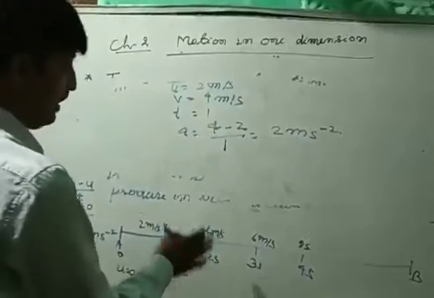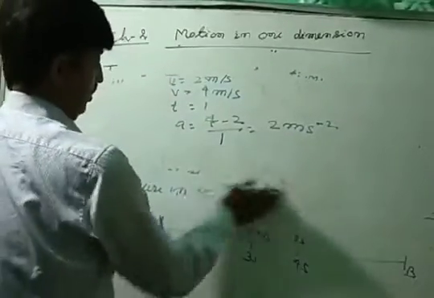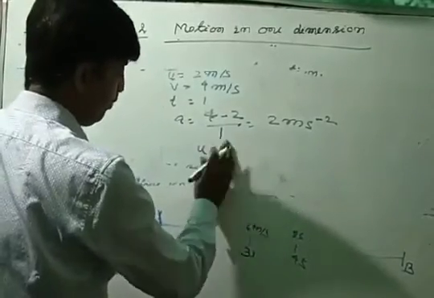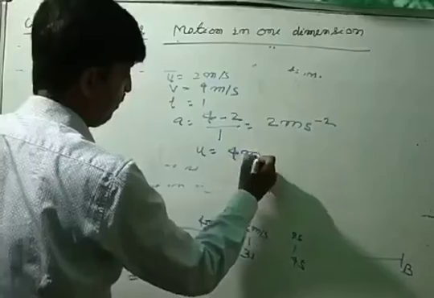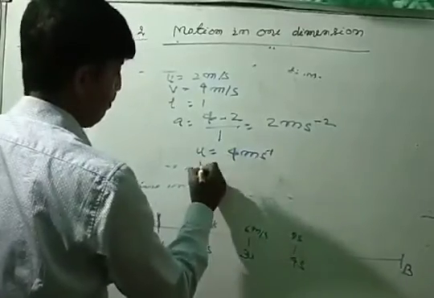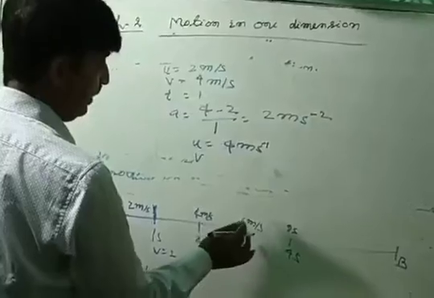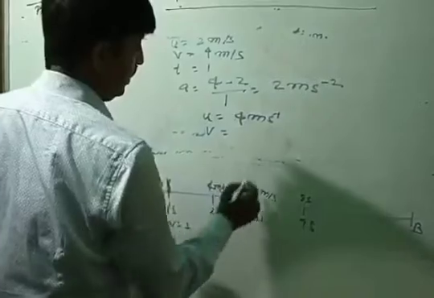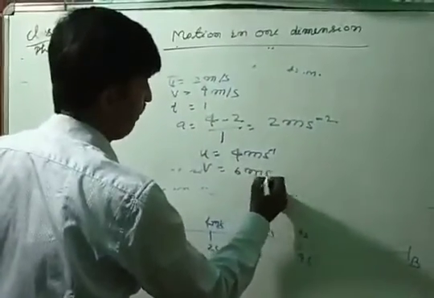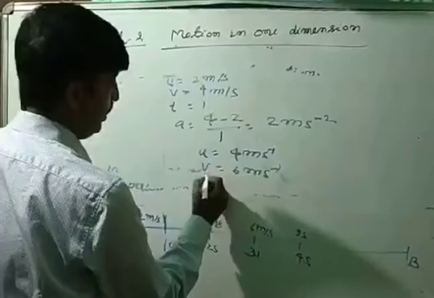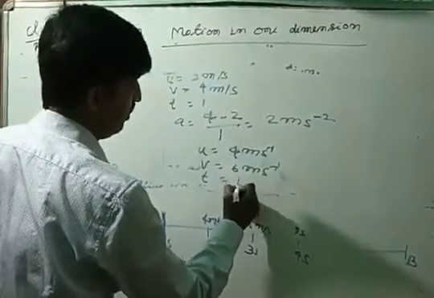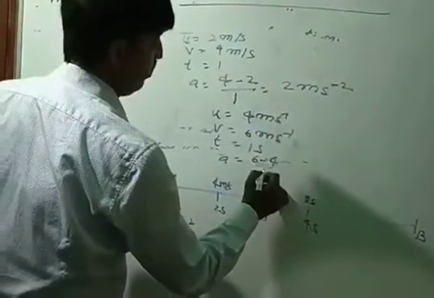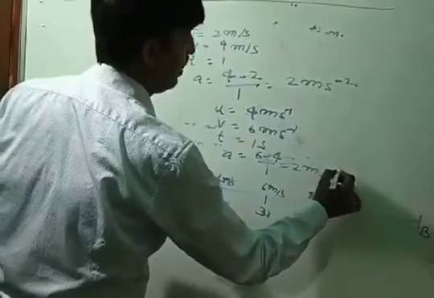And in the next lap, the initial velocity u is equal to 4 meter per second. The final velocity at the end of the third second is 6 meter per second. Time interval is 1 second. So the acceleration is equal to 6 minus 4 by 1, which is 2 meter per second square.